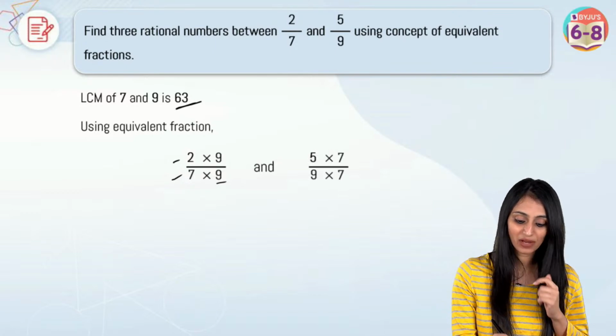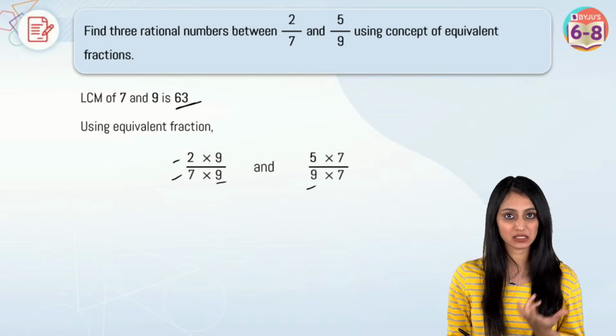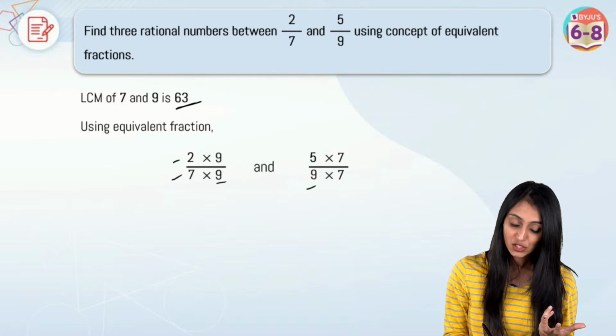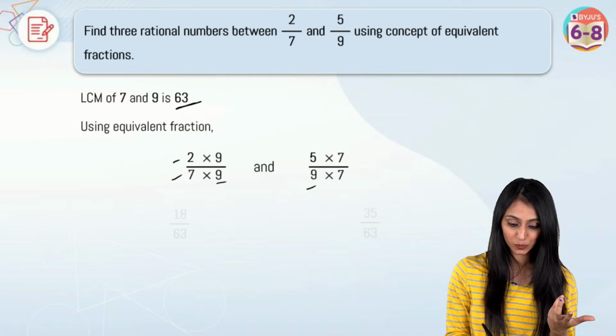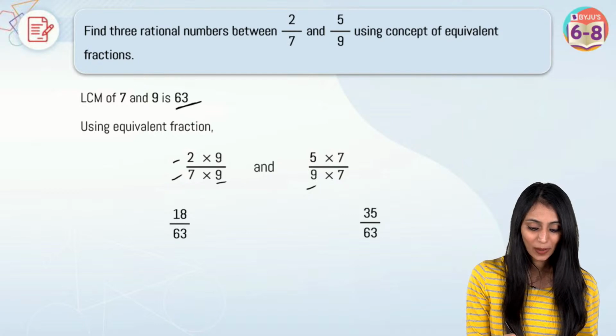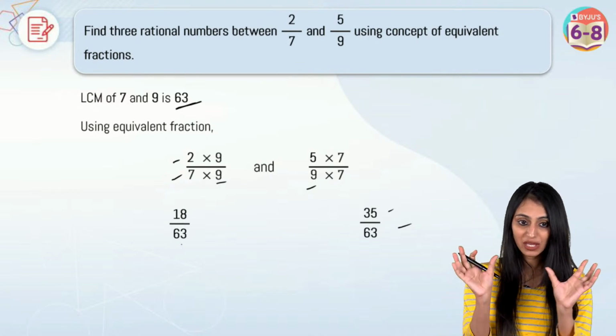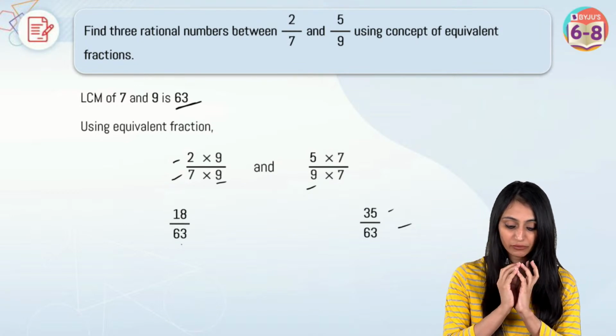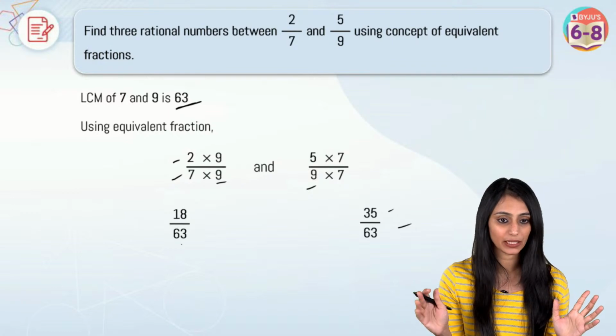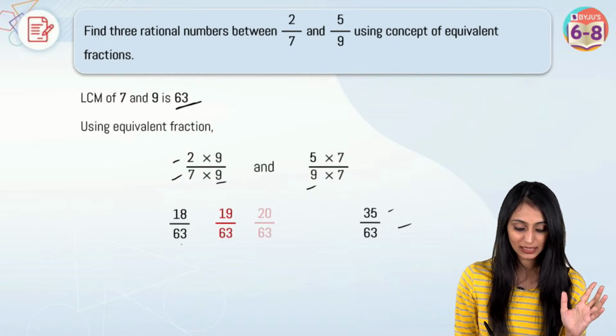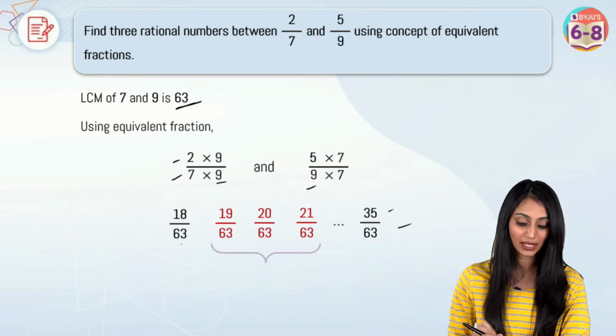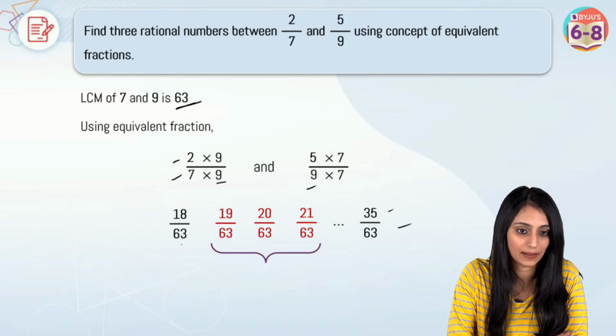Similarly, for the next one, 5 by 9, you have to make the denominator 63. So you multiply by 7, and you multiply by 7 in the numerator also. What do we get? 2 times 9 is 18, 7 times 9 is 63, 5 times 7 is 35, 9 times 7 is 63. So we have these two rational numbers. You just have to pick any three rational numbers between them, right? So that's going to be 19 by 63, 20 by 63 and 21 by 63. Yes.